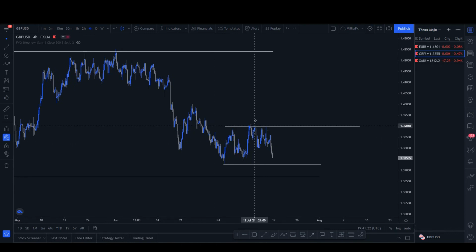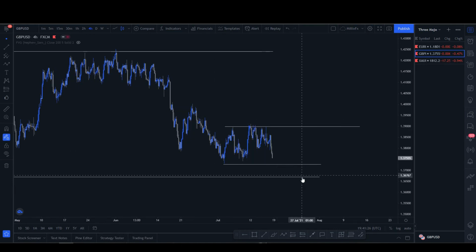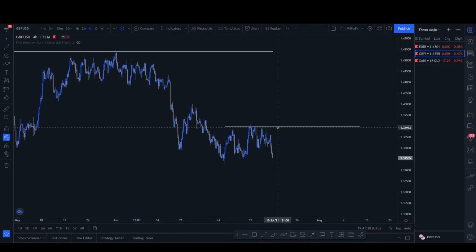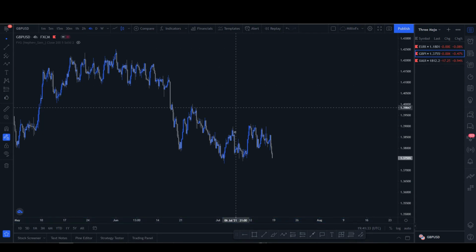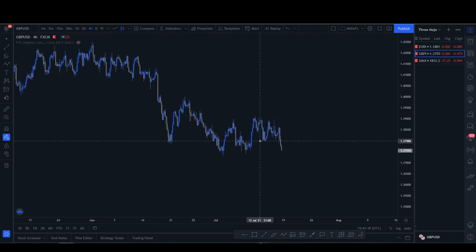So right now, let's clear most of my charts. Let me just clear these lines. Then we have pure price action to go on. So now there we go. Let me analyze and then show you what I can see on the 4-hour.